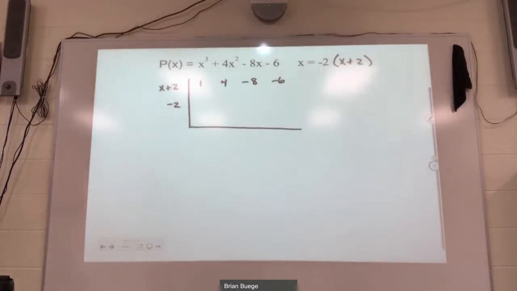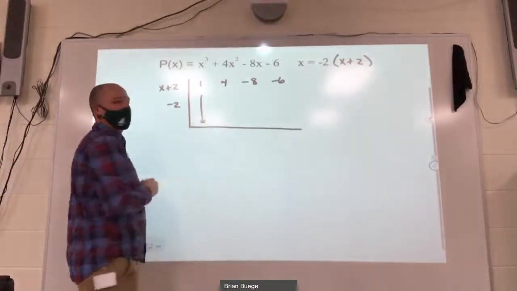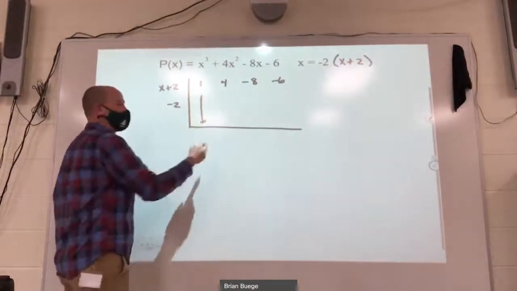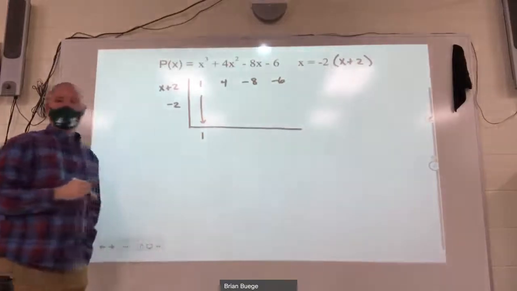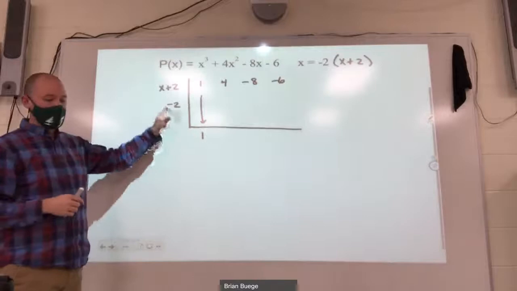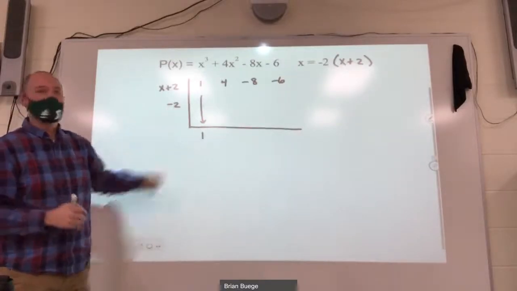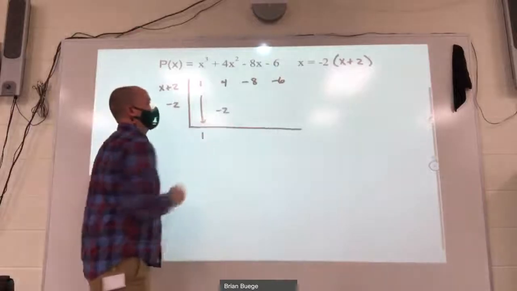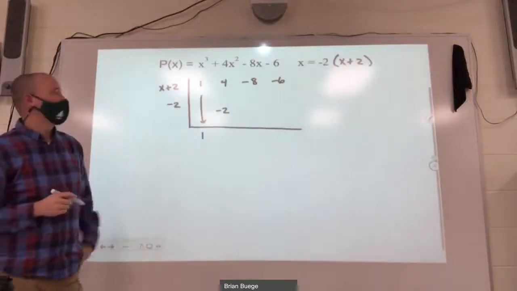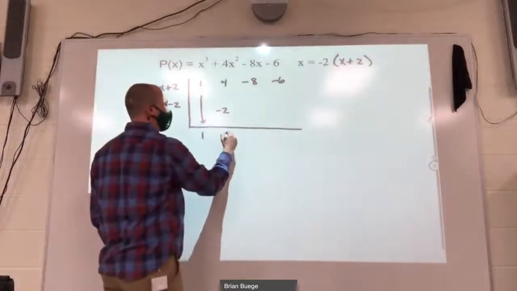So here's the process. As we work our way through, bring down the 1. And you always bring the first thing down. Then we go through and we multiply. I take the 0 that I'm working on, and I multiply by whatever we brought down. I get -2 here. And then at that point, we add. 4 and -2 is 2.